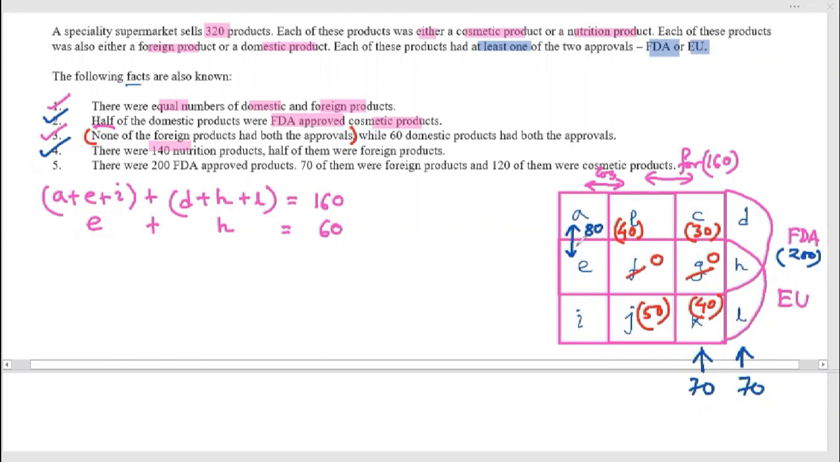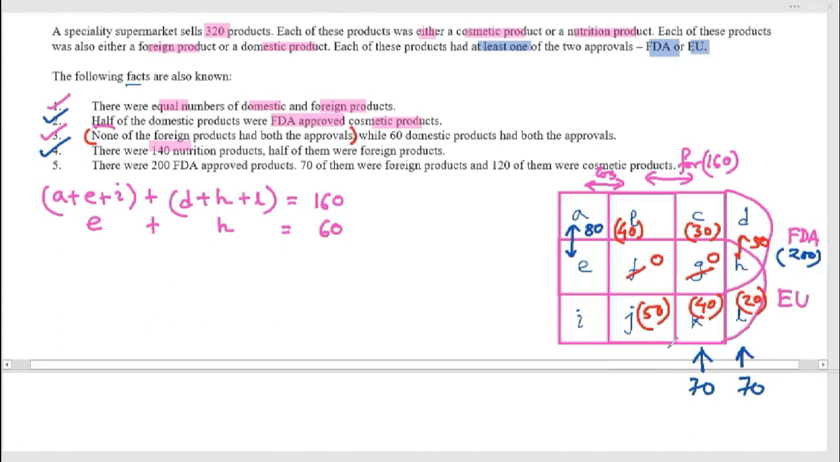What other? I have received 120 for E and H. Can I get this information? Yes, I can, because the value of FDA is 80 plus 40 is 120, plus 30, that means 150, done. So DH is the rest, so DH will be 50. If DH is 50, then with 70, this would be 20.